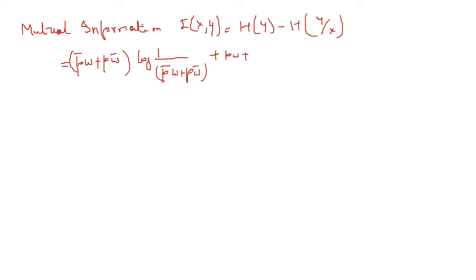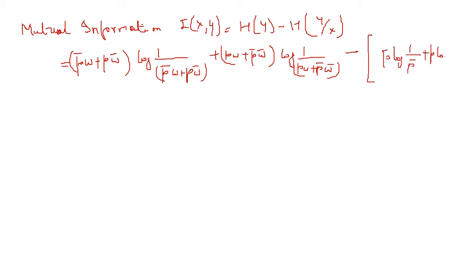(p w plus p bar w bar) into log of 1 by (p w plus p bar w bar), minus H(y|x), which is p bar log 1 by p bar plus p into log 1 by p. So we'll substitute equations 1 and 2 in this respective equation, and you can take it as equation number 3, which is the mutual information for the binary symmetric channel.